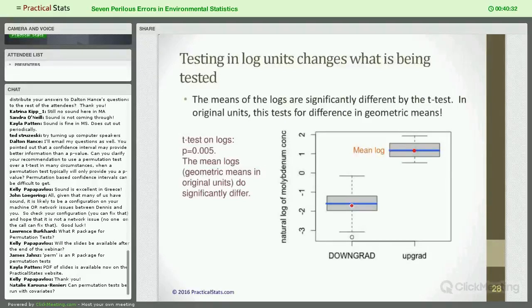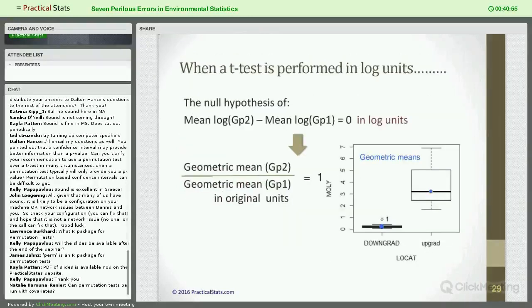So here's a plot of the logs of the data. They look fairly close to a normal, fairly close and equal variance. Oftentimes that does occur. We test for the mean of the logarithms, that's these red dots in log units, whether they are the same or different. What does that mean back in the original units? It means you're no longer testing for the means in the original units.